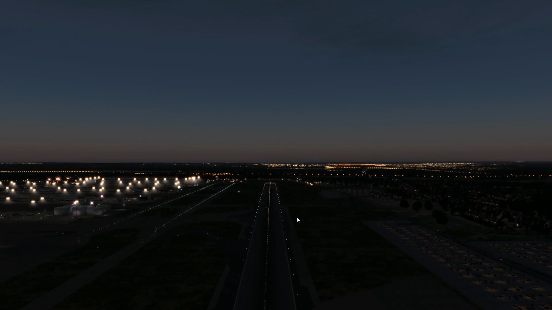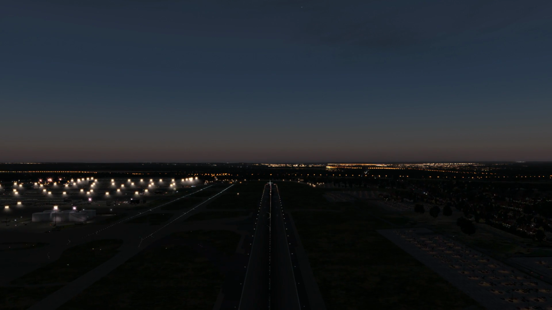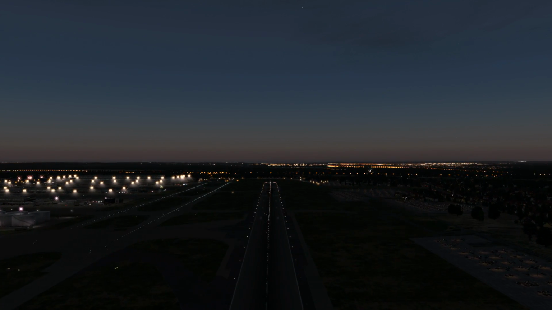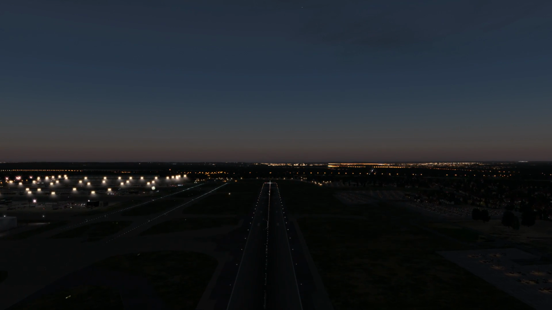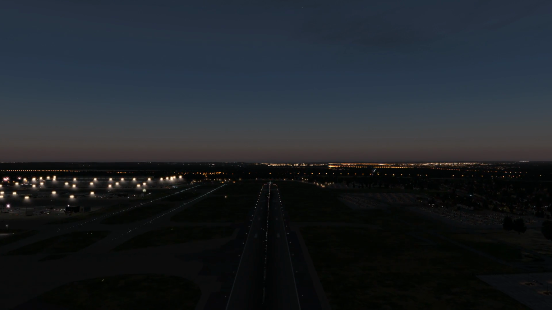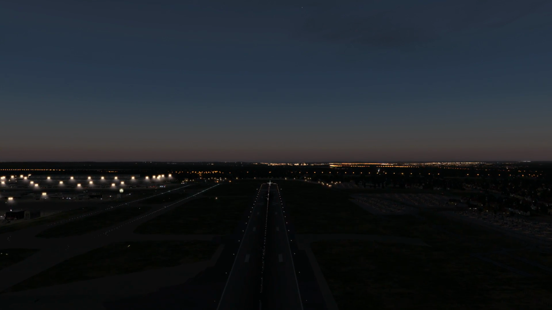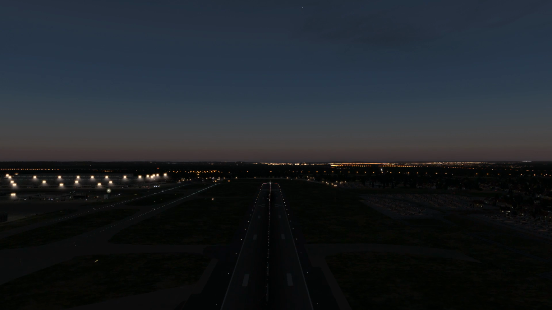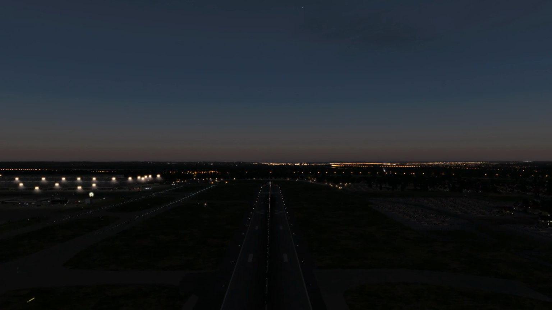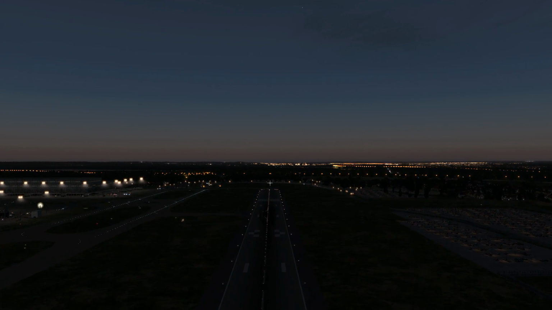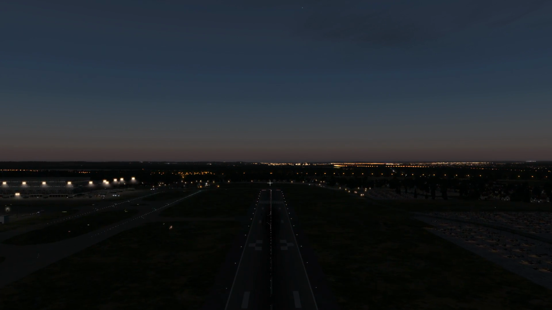It's going to take a while. This is a long runway. How long is this runway? It's a 20... No, it's not. Don't be silly. I was going to say it's a 27,000 foot runway. It's not a 27,000 foot runway.